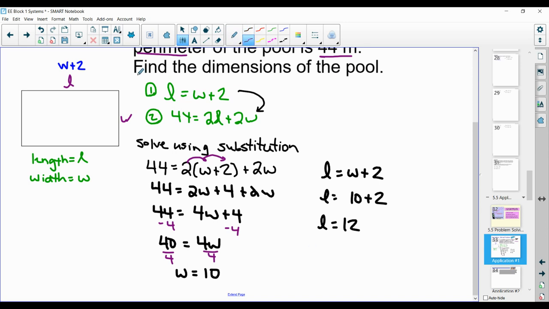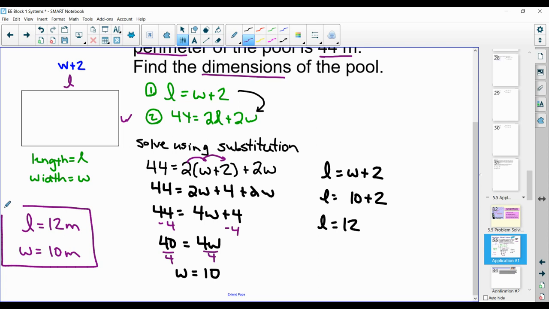My last step then is to answer the question. And the question said, find the dimensions of the pool. Well, the dimensions of the pool are 10 by 12. So my length is 12 meters. Again, units are important. And my width is 10 meters. So I'm not worried about units until the very end, but it's important that you have a clear visual of your answer. All right, so it's a good idea when you're doing these to also keep as organized as possible. So I've labeled my variables off to the side, I've set up my equations, I've got a space where I'm doing my solving, and then I've clearly identified where my final answers are.